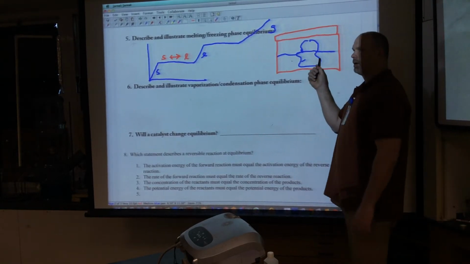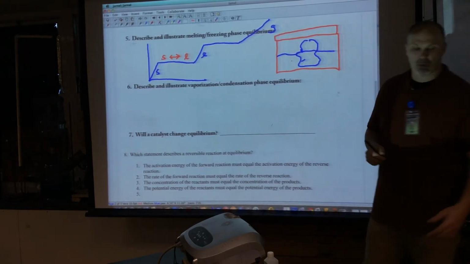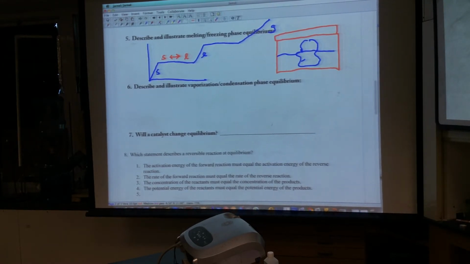I come back 4 days later. I come back a year later. There's still the same amount of ice if no heat gets in. Why? The rate of what is equal to the rate of what? The rate of melting from a solid is equal to the rate of refreezing. Hey, that's equilibrium. How would I write that?